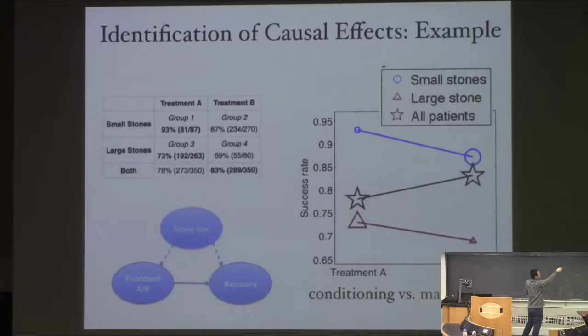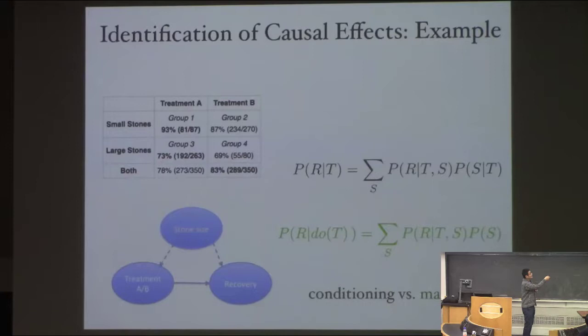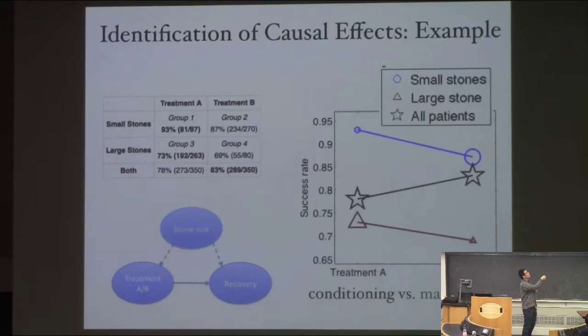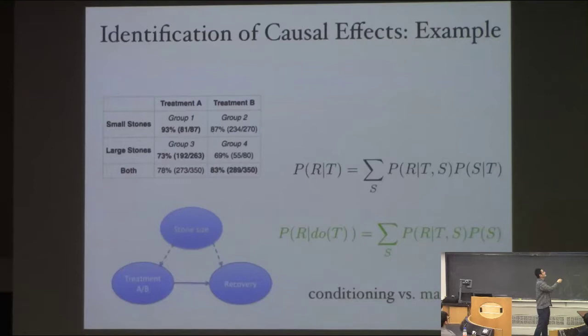And the same thing happens here. As a consequence, after you take the average, this recovery rate, on average, is higher than this. This is because you make use of the probability of stone size given treatment. This is the weight when you calculate the expectation. However, when you use this equation, I use the same way to weight different people. Essentially, I use the same distribution when I calculate the expectation. Now you have this line. Clearly, A is better. This is a causal effect. The only difference in this example is that you just use the marginal distribution of S instead of the conditional distribution of S given T, stone size given treatment.